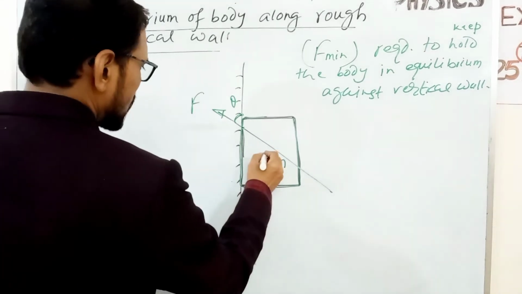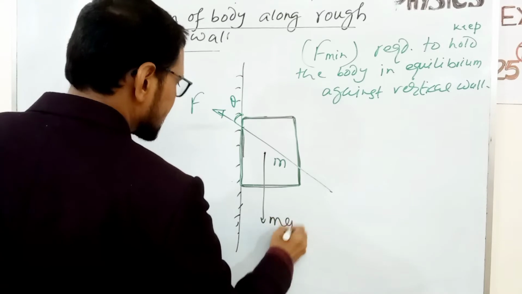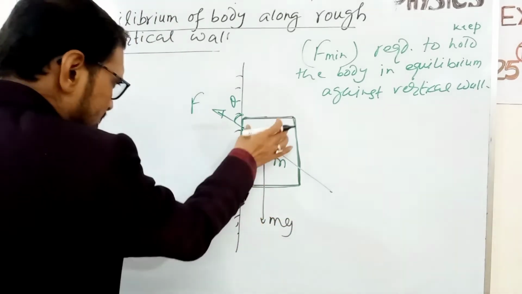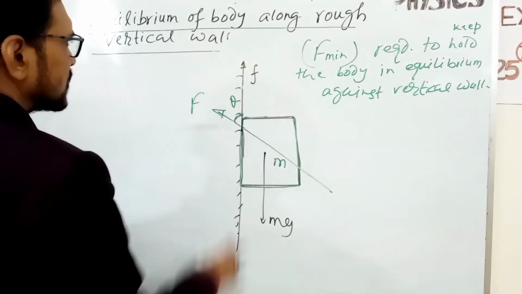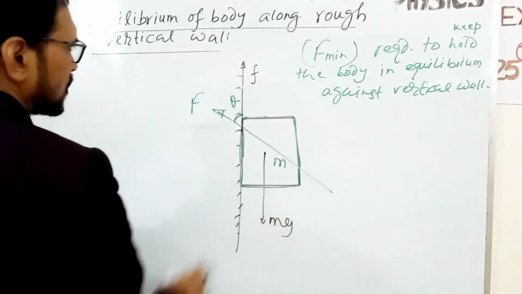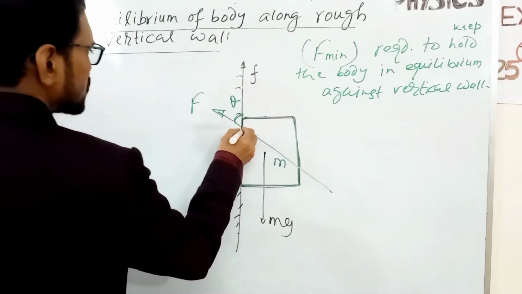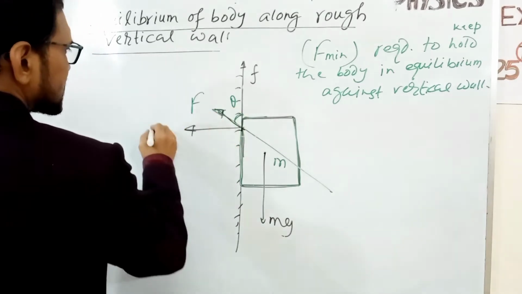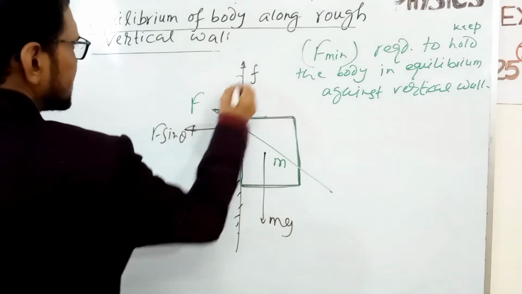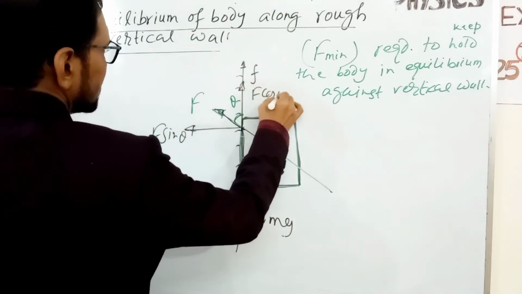What are the forces acting on this block? Weight acts in this direction, and the body is on the vertical wall, so friction acts in this direction. Now the friction prevents the sliding of the body downward. So here also F acts in this direction, so the component of this force along this direction is F sin theta and along this direction is F cos theta.